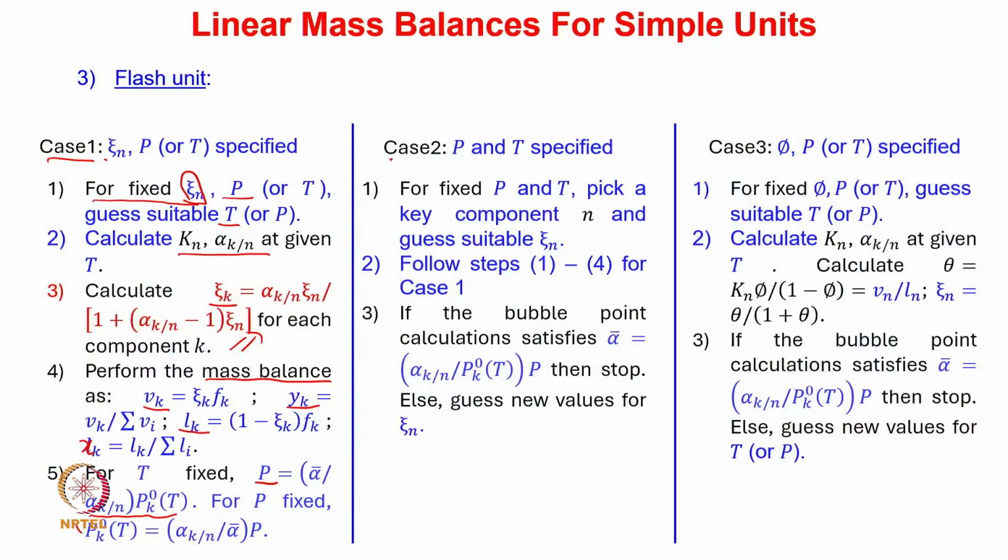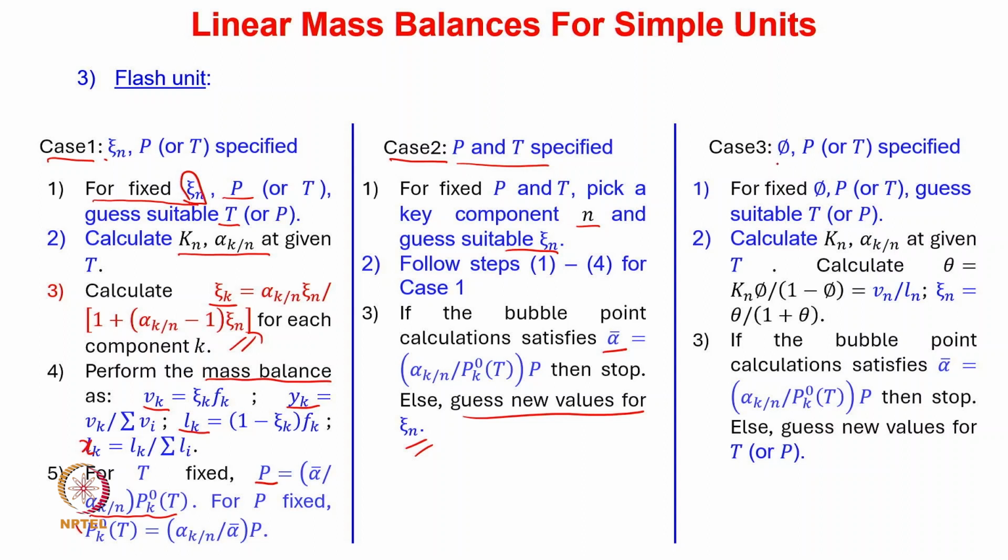Now in case 2, unlike case 1, P and T are specified, so zeta is unknown. So we can start with a suitable value of zeta n, by assuming a key component n, isn't it? Then we can perform the steps 1, 2, 3, 4. All these 4 steps we can perform, and then do the bubble point calculation, and we calculate the average relative volatility. If the bubble point calculations are satisfying the actual values, then we stop, else we have to select a new guess value for zeta n and do this entire procedure again.